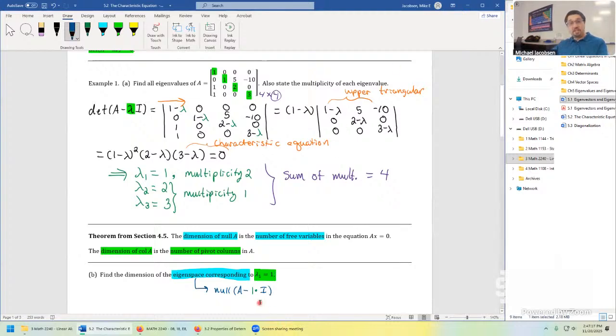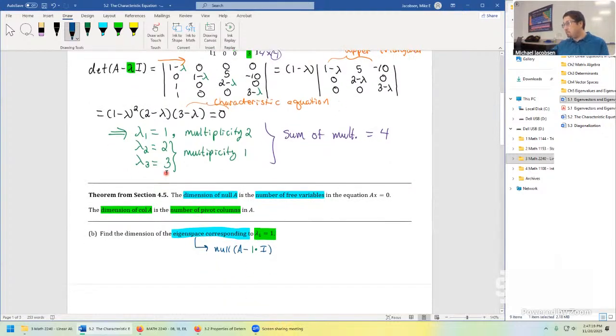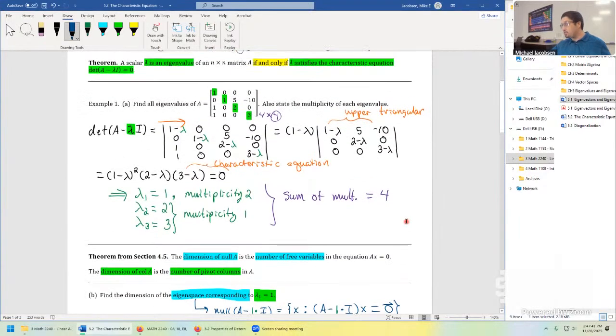So we need to know the dimension of that eigenspace. But when we go to solve for the dimension of that eigenspace, that's just going to be the set of all vectors x such that (A minus 1 times I) x equals a 0 vector. So essentially all we're doing is returning to the homogeneous system right here. Let me take a quick screenshot of the original matrix A.